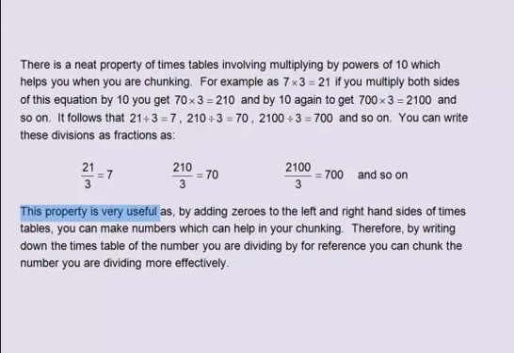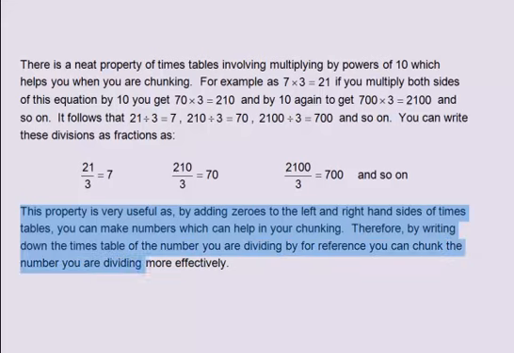This property is very useful as, by adding zeros to the left and right hand sides of times tables, you can make numbers which can help you in your chunking. Therefore, by writing down the times table of the number you are dividing by for reference, you can chunk the number you are dividing more effectively.